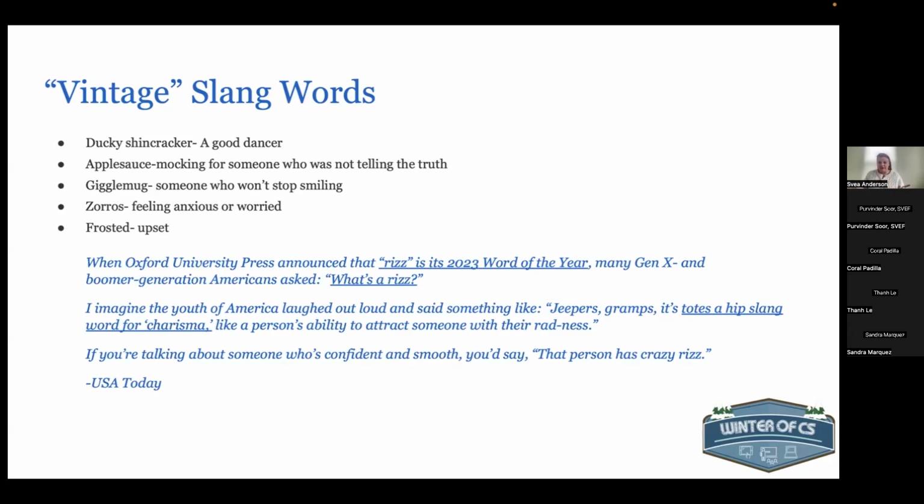And then most recently, the Oxford University Press just said that Riz is the 2023 word of the year. And this is a direct quote from USA Today that just kind of cracked me up a little bit. But it said, I imagine the youth of America laughed out loud and said something like, Jeepers, Gramps, I just missed it. It's totes a hip slang word for charisma, like a person's ability to attract someone with their radness, right? So when we're talking about somebody who's smooth and confident, I would say, oh, that person has crazy riz.